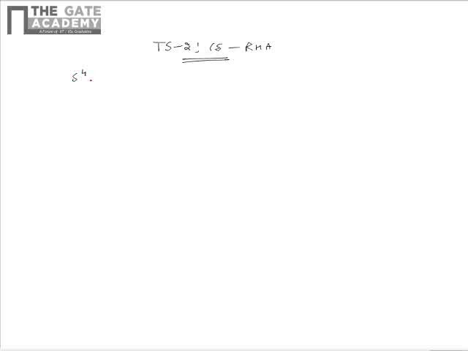As per question, the characteristic equation of a closed loop control system is given as s power 4 plus 2s cube plus 11s square plus 18s plus 18 is equal to 0. We need to find the number of poles that are strictly on the LHS of S-plane.